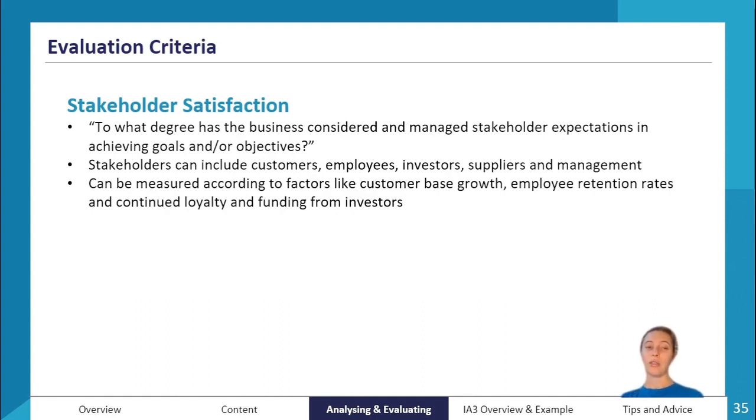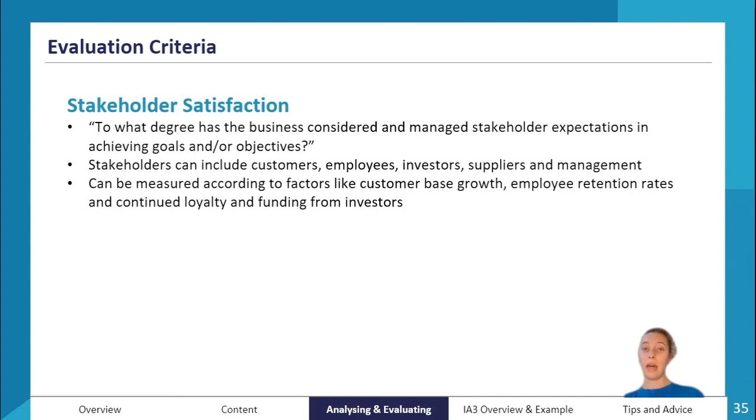Stakeholder satisfaction. So, to what degree has the business considered and managed stakeholder expectations in achieving goals or objectives? So, this again, stakeholders is really broad. So it doesn't just mean customers. It can also be internal and broader as well. So employees, and then also investors, suppliers, and management.